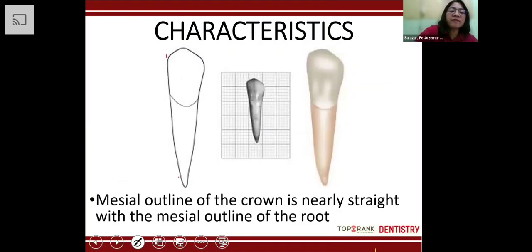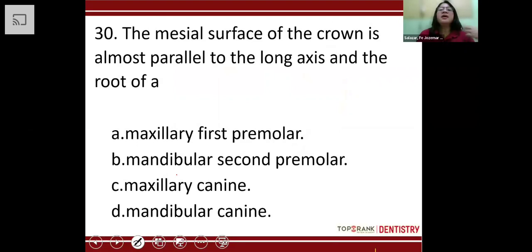Mesial outline of the crown and root is a straight line. So from crown to root, it's nearly a straight line. Number 30. The mesial surface of the crown is almost parallel to the long axis and the root. The mesial surface of the crown is parallel to the long axis of the root on a first premolar, maxillary first premolar, second premolar, mandibular canine, maxillary or mandibular canine.